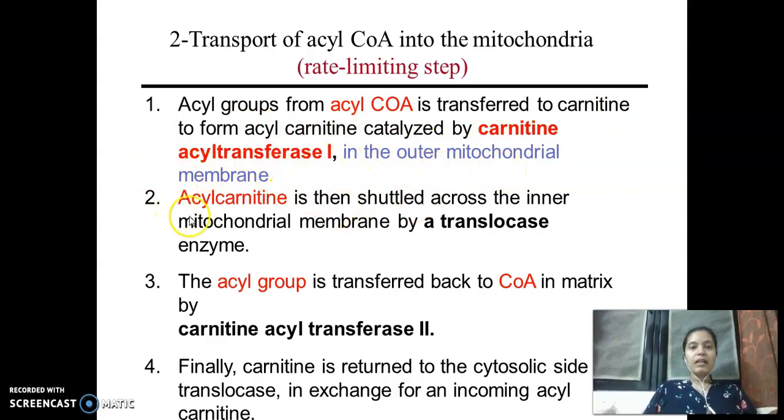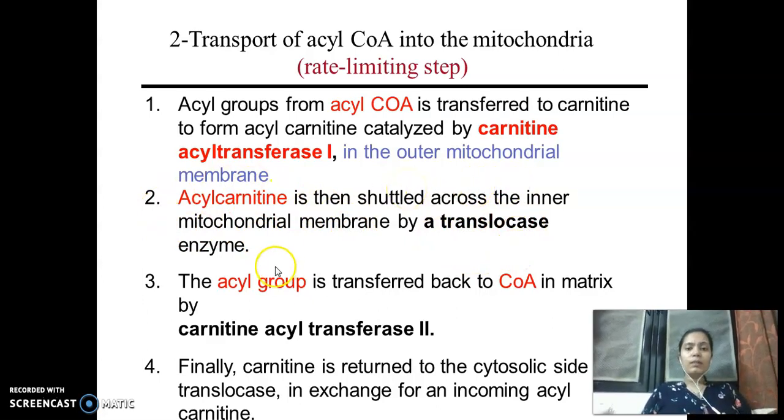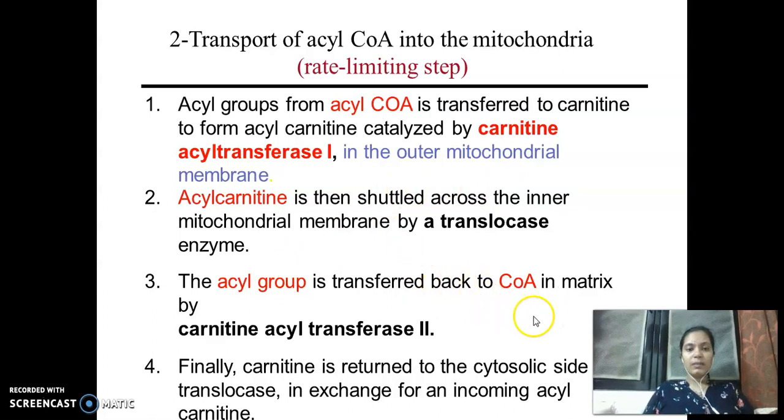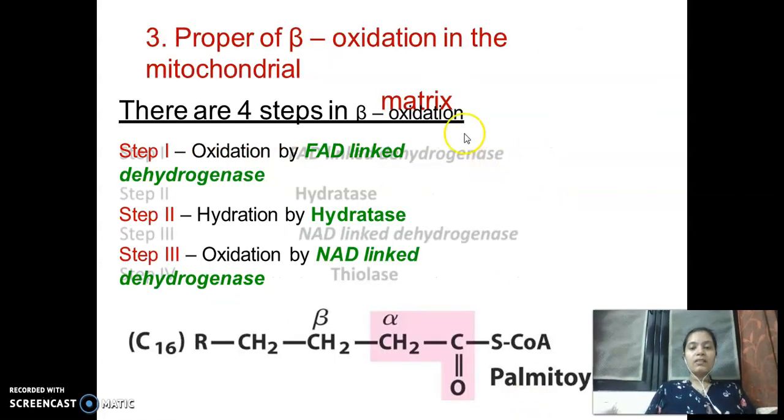Now this acyl carnitine then goes to the mitochondria by translocase enzyme. The acyl group is transferred back to the coenzyme A in the matrix again by transferase 2. So finally the carnitine is released in exchange for incoming acyl carnitine. Next is beta oxidation proper, which occurs in the mitochondrial matrix.